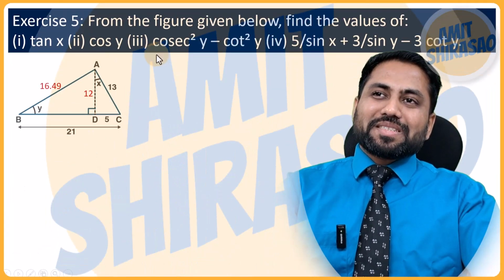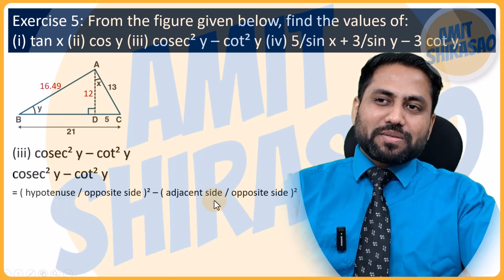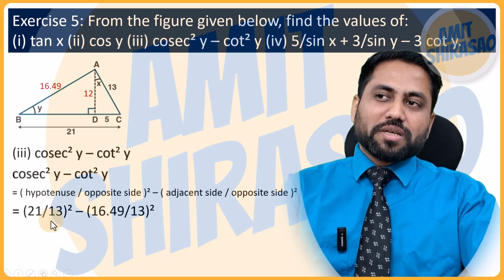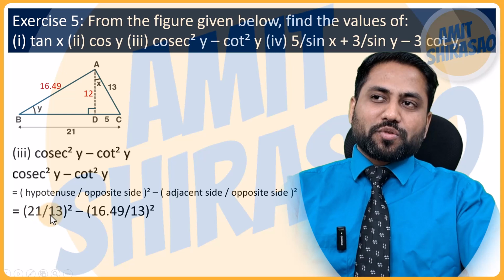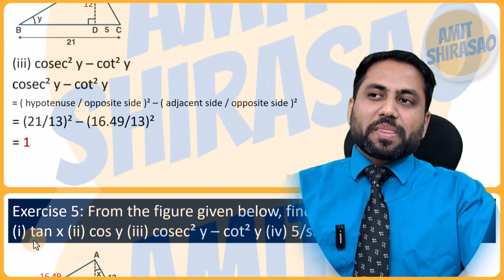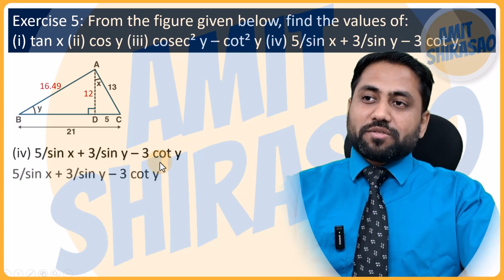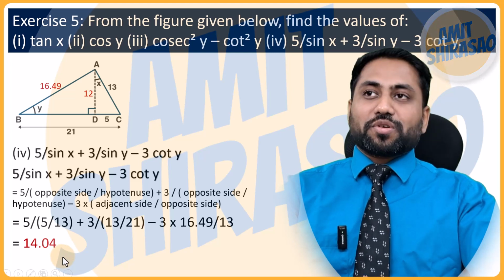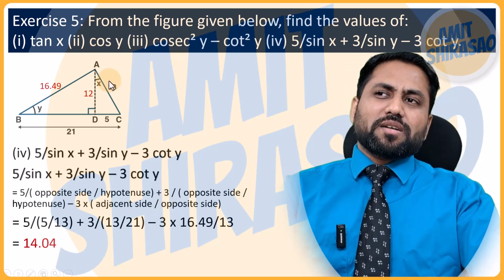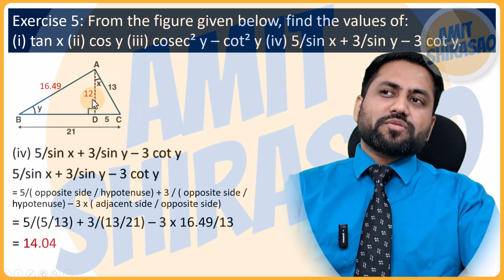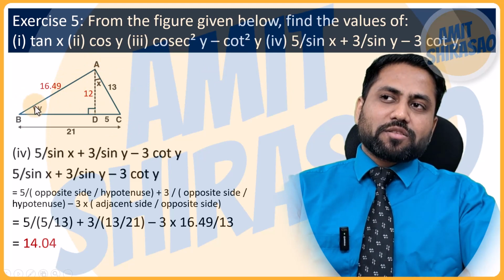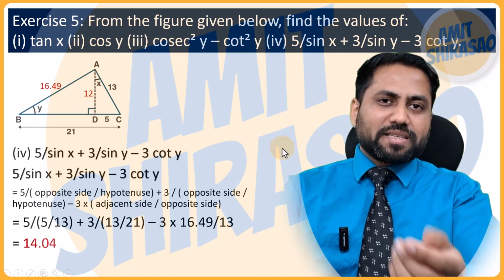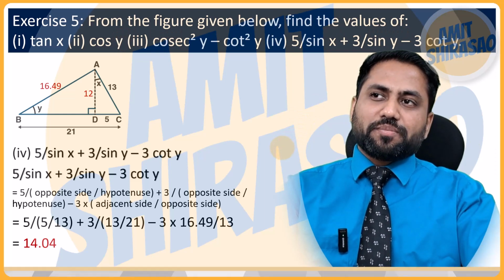Similarly, the third one, you'll calculate like this. You'll expand it into formulae like hypotenuse upon opposite. Then you'll put in the values of the hypotenuse upon opposite, and so on. You'll get 1. And finally this one, I purposely tried to make it as ugly as possible. The value that you get is 14.04. So this is how you basically solve this kind of question. Whenever you solve this kind of question, find the length of all the sides first, and then you just evaluate these functions as and when you encounter them.